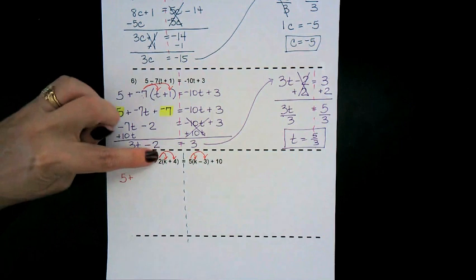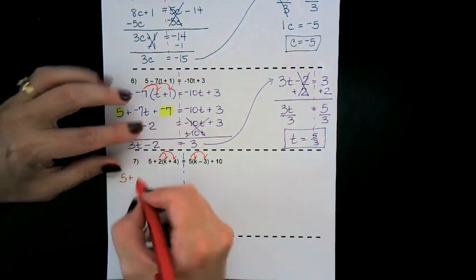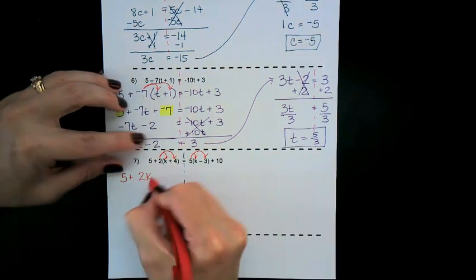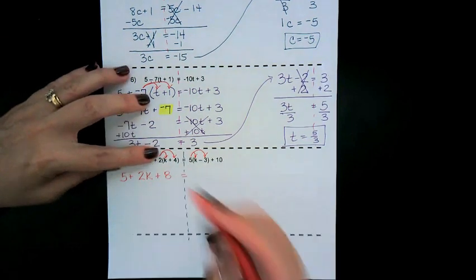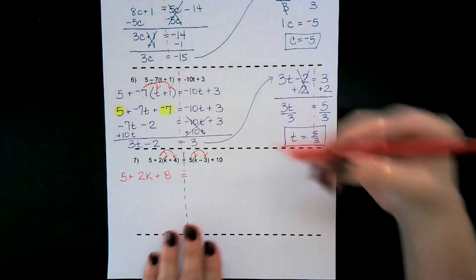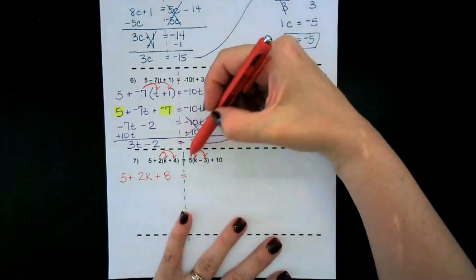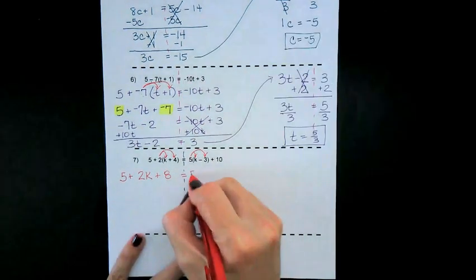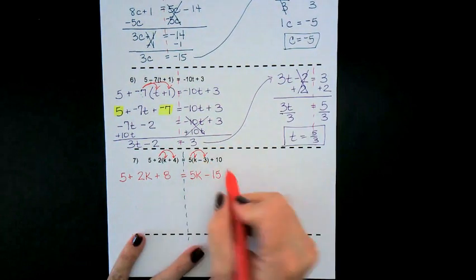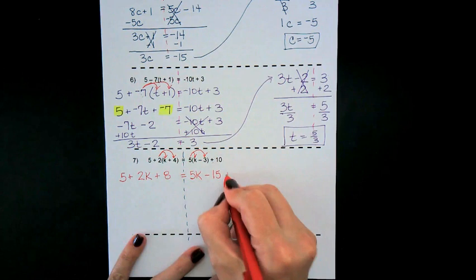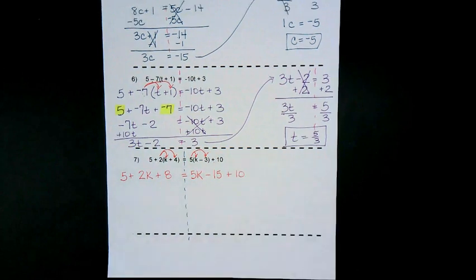Now let's distribute the 2. 2 times k gives me 2k. 2 times 4 gives me 8. Now over here on the right, we're distributing the 5. 5 times k gives me 5k. 5 times 3 gives me 15. And this plus 10 wasn't part of the distributing, so we leave him out.